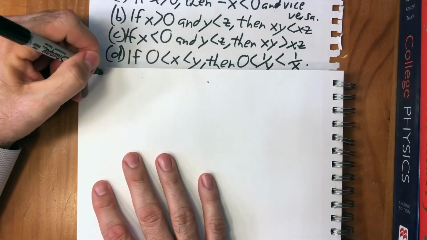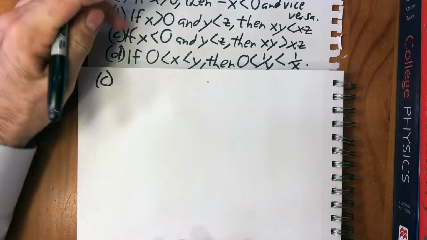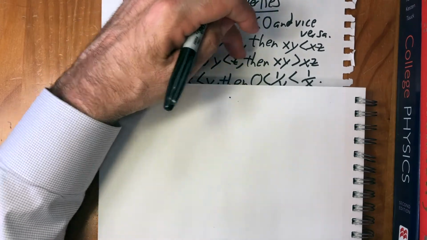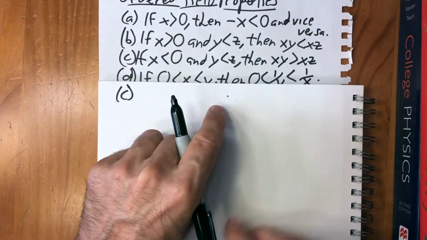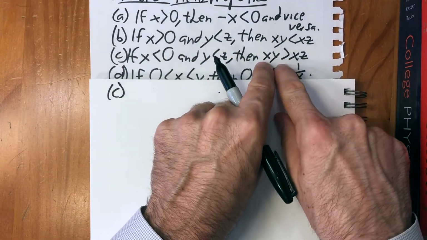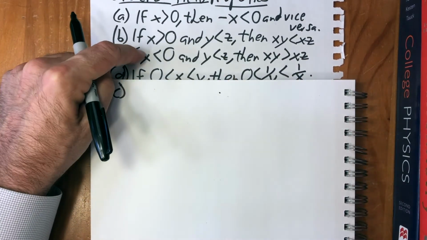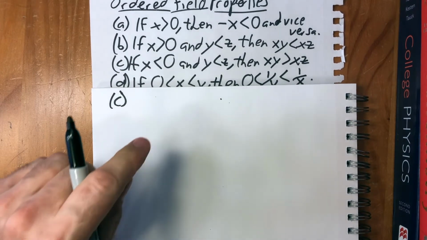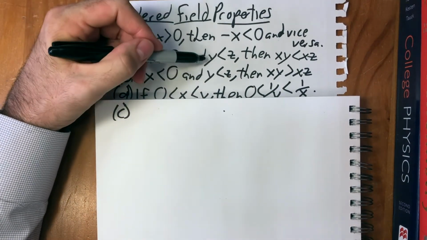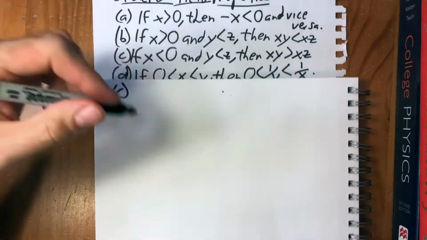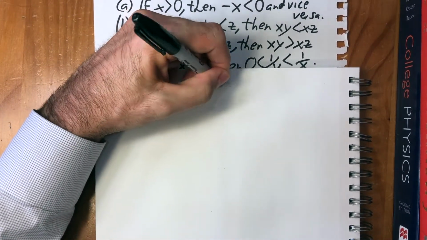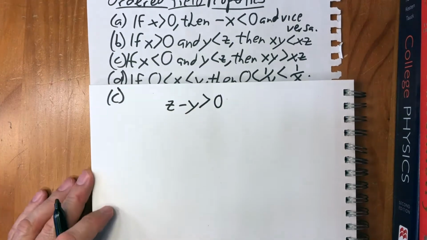Now, C. C states the opposite. That if x is negative and you multiply both sides of an inequality, it switches the inequality. So if y is less than z, then xy is going to be greater than xz if x is less than 0. Okay. So we still have in both of them, we haven't changed this, that y is less than z. So we just showed in the previous part that if y is less than z, then z minus y is greater than 0, right? We just showed that in the last part.